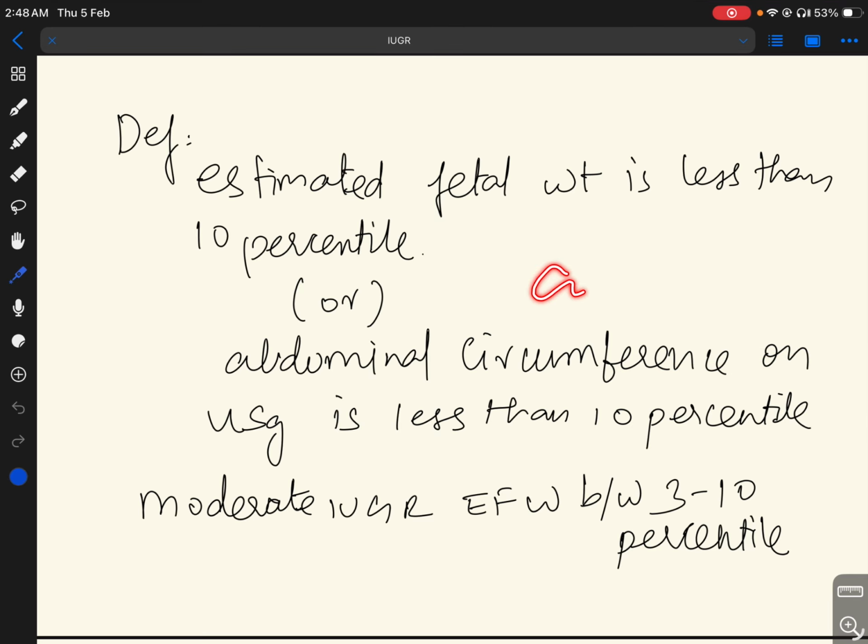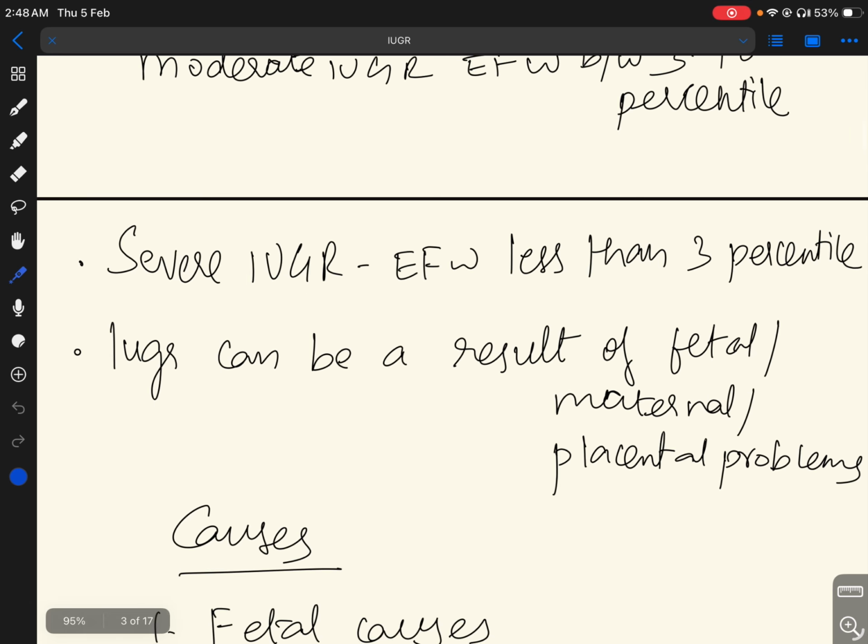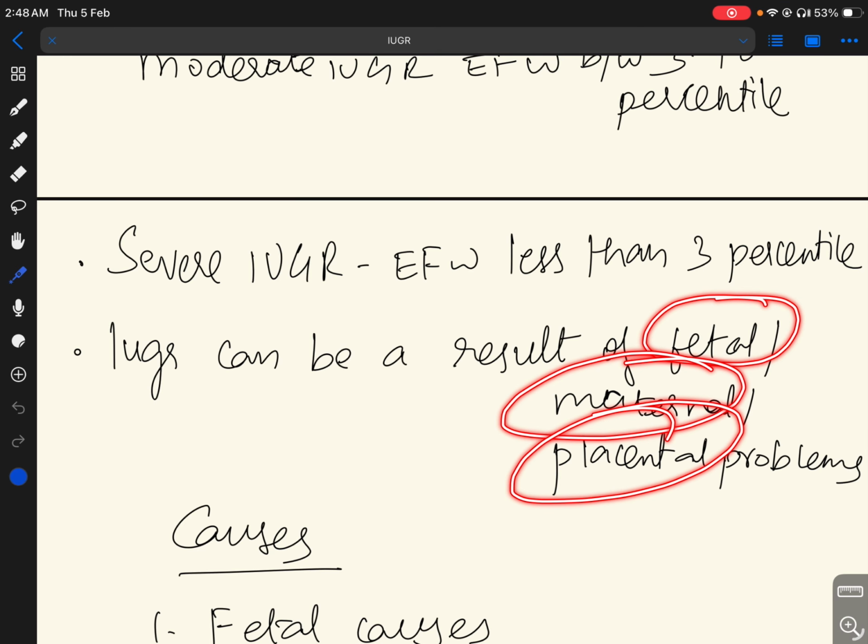So if it is around 10th percentile, we call it mild IUGR. If it is between 3 to 10th percentile, we call it moderate IUGR. If it is less than 3rd percentile, we call it severe IUGR. IUGR can be a result of fetal, maternal, and placental problems.